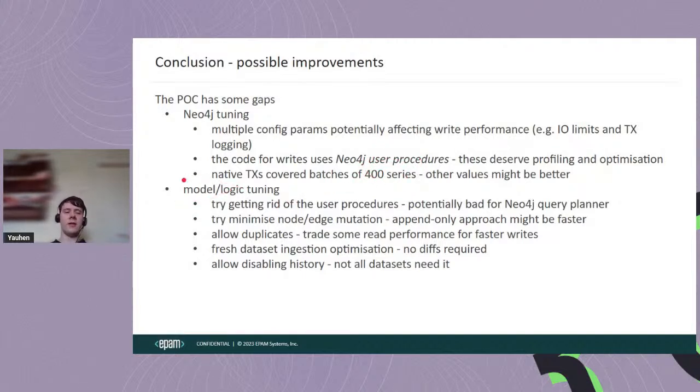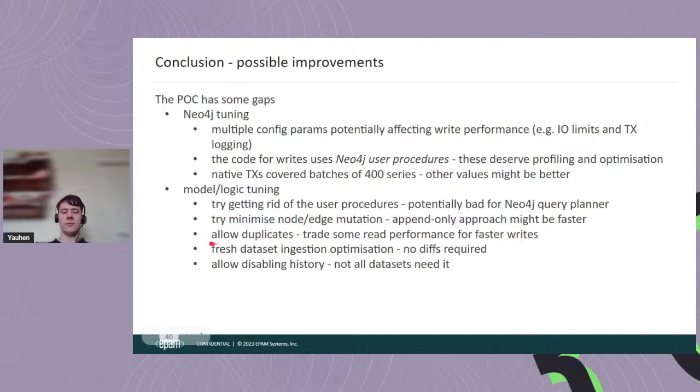And of course, there are some ideas about the model itself. So first of all, it's quite possible to minimize the use of user procedures and leave only such things as CAS operations and locking there. Then it might be worth trying to minimize mutation of data and use an append-only approach mostly, because the logic for building diffs is quite complicated and might have an effect on performance. The same goes for duplicates.